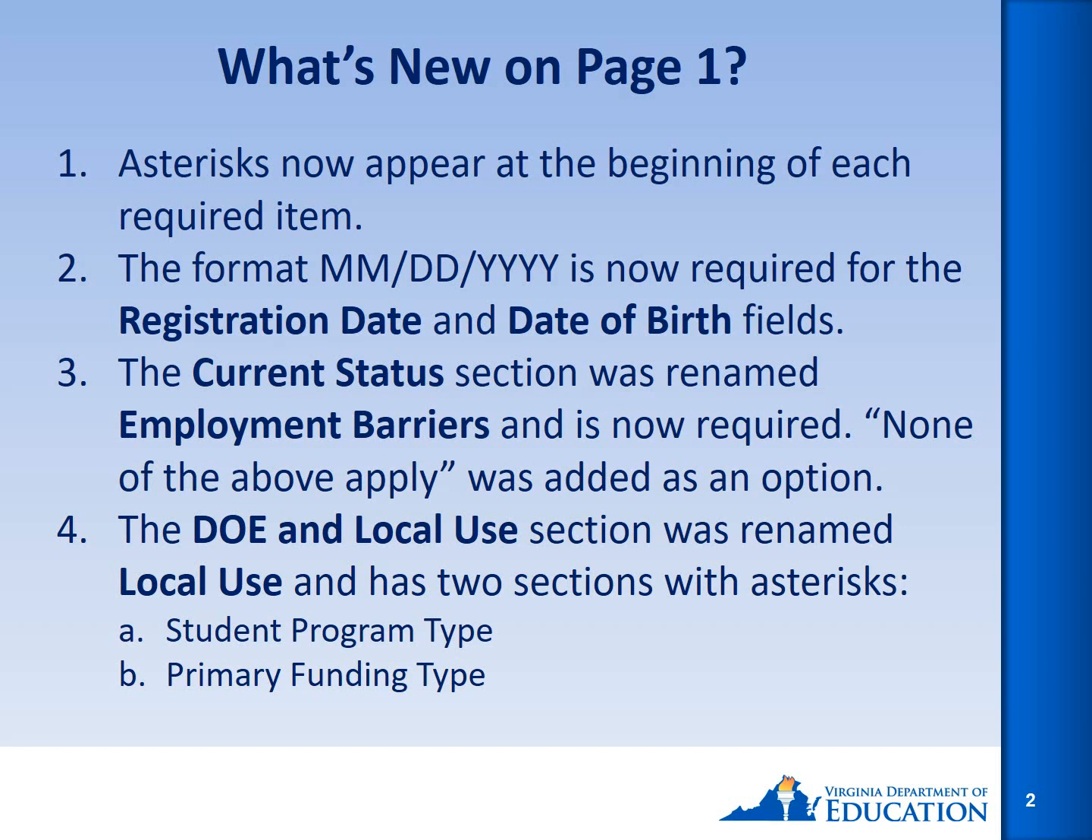Our fourth change appears in the section at the bottom of the page. This section has been renamed Local Use Only and now contains 2 required items. The 2 required items are Student Program Type and Primary Funding Type, both of which are marked by asterisks and should be completed by local staff.